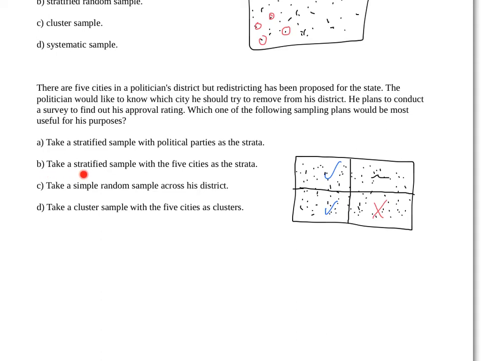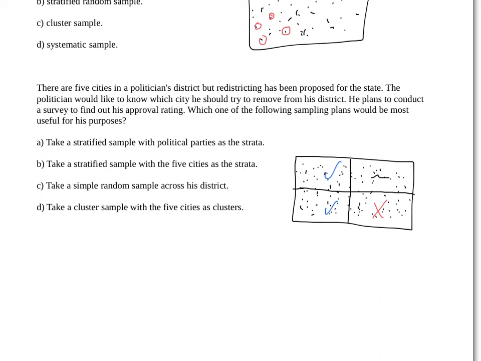So this is actually what he wants to do. He wants to take a stratified sample. Because if he does this, he's going to find, oh, hey, man, this city likes me. This city likes me a lot, too. This one's not so sure, but this one super doesn't like me. They want me gone. So if I want to do a redistricting move, what I want to do is get rid of this city. I want it out of my district, because if that city is still in my district, that's going to bring my approval rating down. It's bringing my likelihood of getting reelected down. I definitely don't want that. So this is what he's going to do.